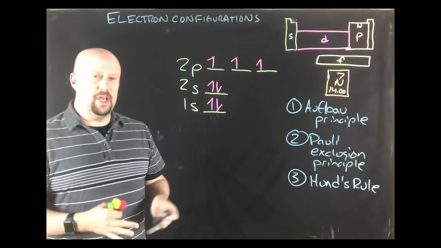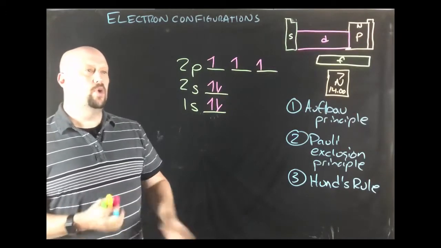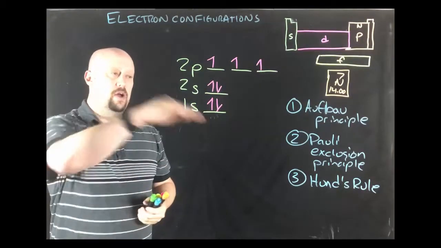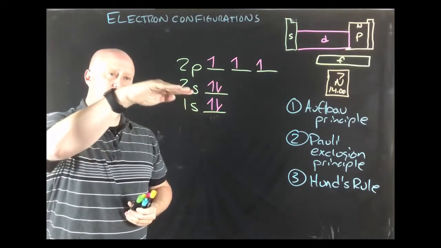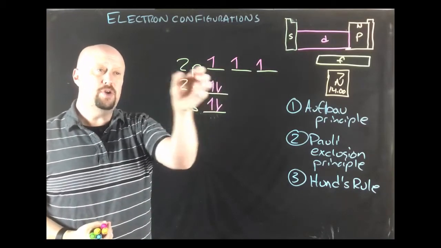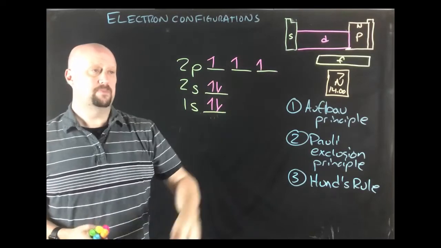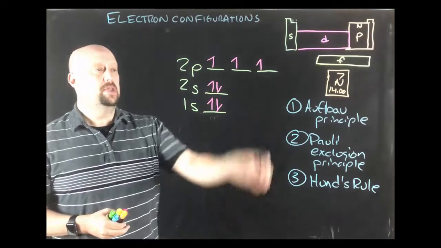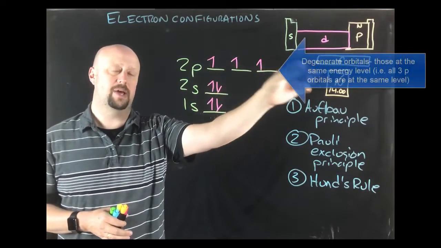Rule number 3 is Hund's rule, and what Hund's rule tells us is that if we have orbitals that are on the same energy level, so remember that I said that the Aufbau principle says that we start at the bottom, lowest energy, so 1s is at an energy level, and then 2s is at a different energy level, and 2p is higher than that. But within 2p, we have 3 orbitals, okay, that are all at the exact same energy level. Okay, those have a specific name. We call those degenerate orbitals, meaning that they're all orbitals at the same energy.